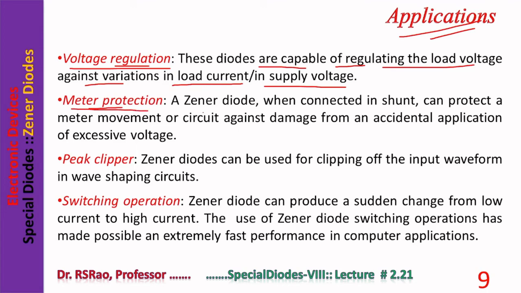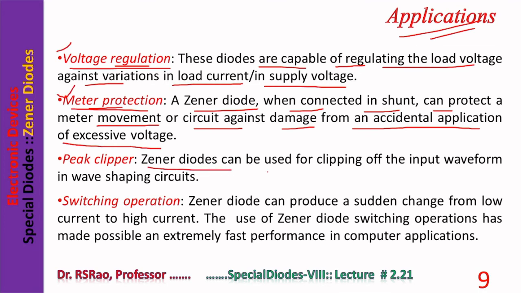Meter protection. A Zener diode, when connected in shunt, can protect a meter movement or circuit against damage from an accidental application of excessive voltage. So voltage regulation, meter protection. Zener diodes are also used for clipping off the input waveform in wave shaping circuits. So they can also be used in the design of clippers.